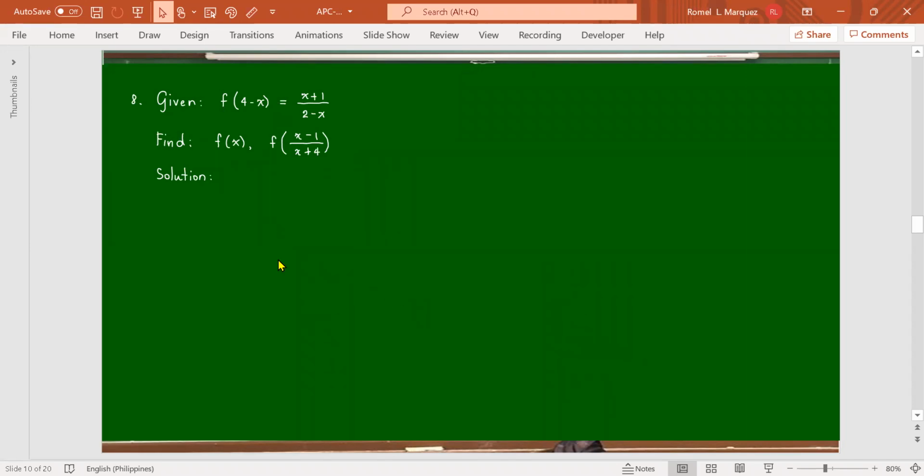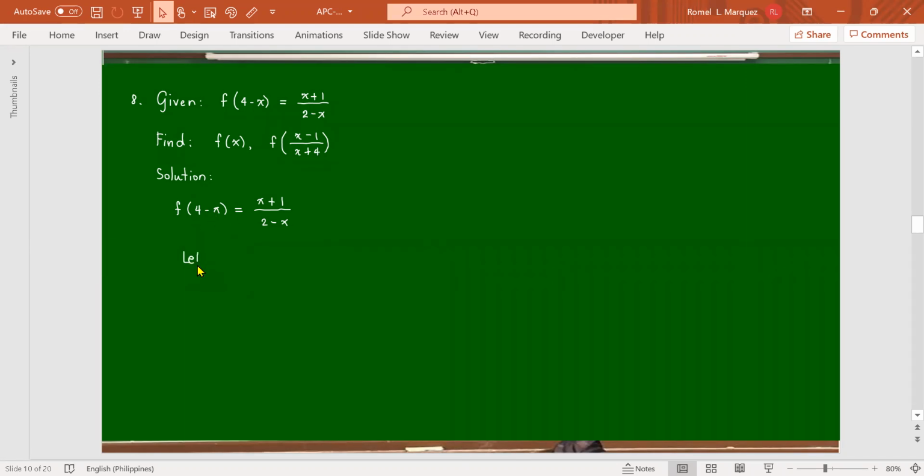Last one, I think. Last one. Given f of 4 minus x is equal to x plus 1 all over 2 minus x, what is f of x? So take note that I cannot substitute x to here. Because what I am given, f of 4 minus x. So the technique is to what? Guys, what's the technique? Is to let 4 minus x to what? By a simple variable, so that you will have simply f of a simple variable.